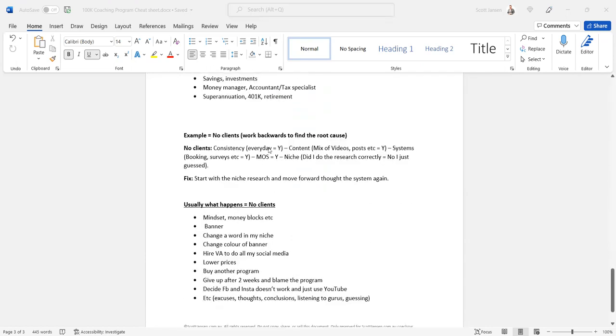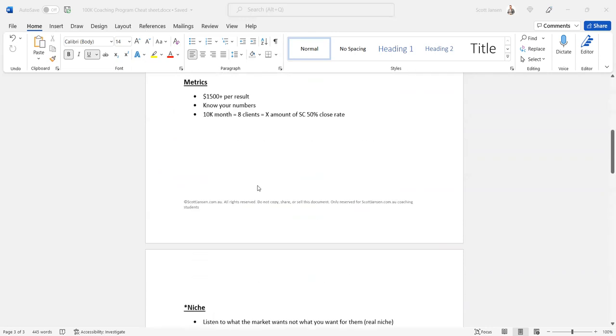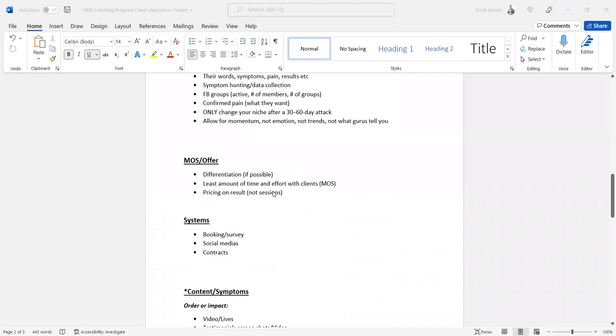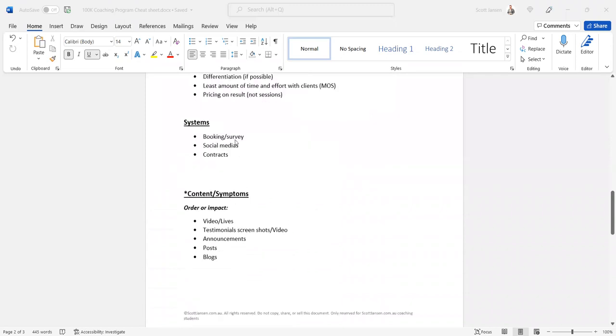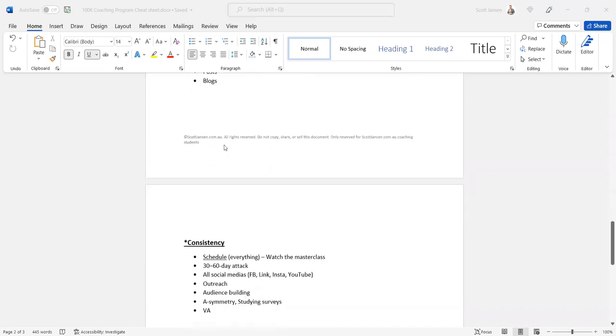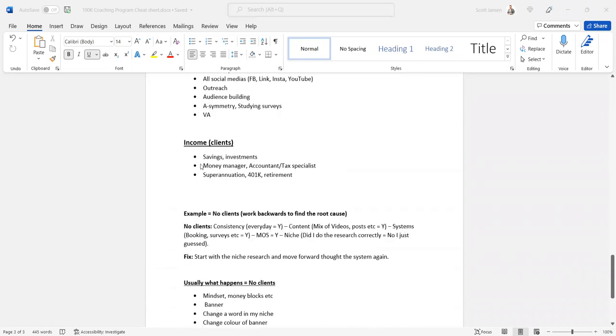This is the entire flow, like I said. In this example, the fix is I need to start with the niche research and move forward through the system again. So if I found that, yes, I guessed the niche, I didn't do that part right, Scott, I'm going to go all the way back to the start. I'm going to do the niche research properly. I'm going to make sure my offer's there, make sure the systems are set up. I'll triple check those. I'm going to start the content again. I'm going to do videos, lives, testimonials, consistency. And oh my God, Scott, I just got a paid client. Fantastic. That means that you found the root cause, guys.